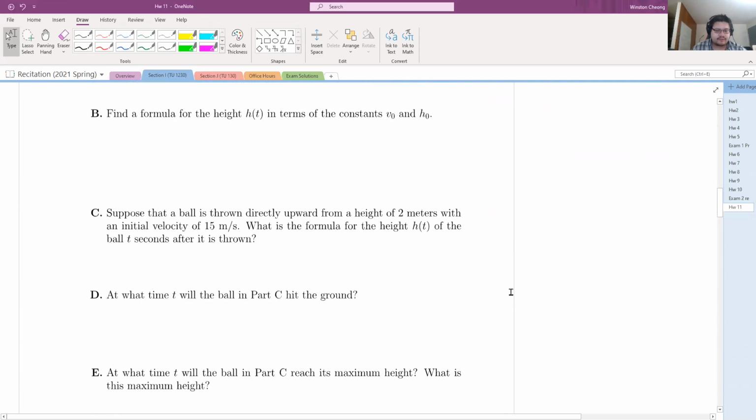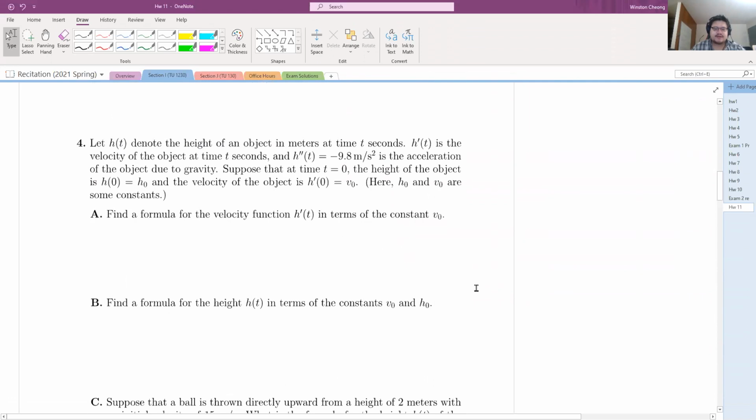All right, so 4 has a whole bunch of parts, but I start out in the same way. It's just that instead of having actual values for our constants of integration, we now have some stuff that looks a little different. So we have variables. We have h naught and v naught, and we have these as our conditions. So just pretend those are numbers. And we start off with this statement about the second derivative, and we basically have to do the same thing. We have to integrate it twice, but it separates it for us.